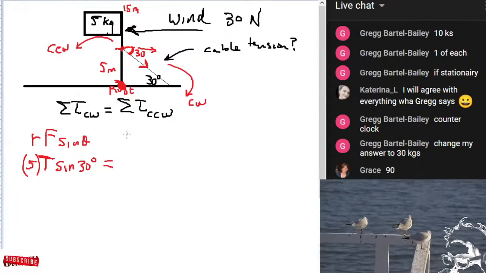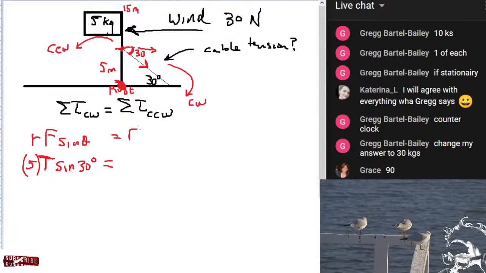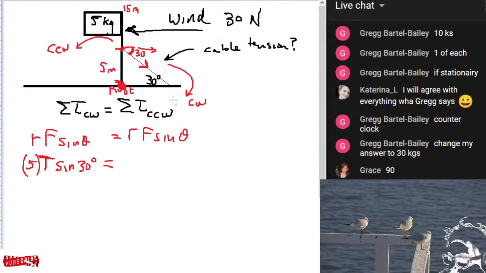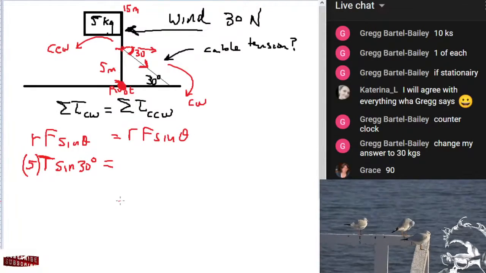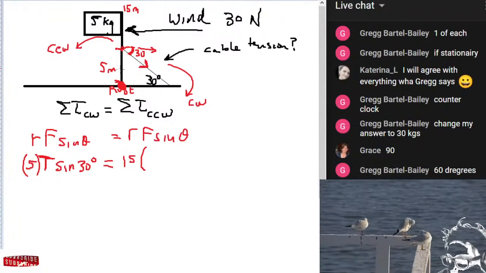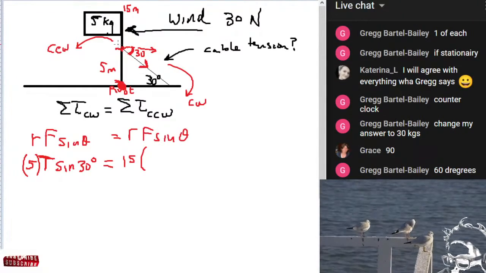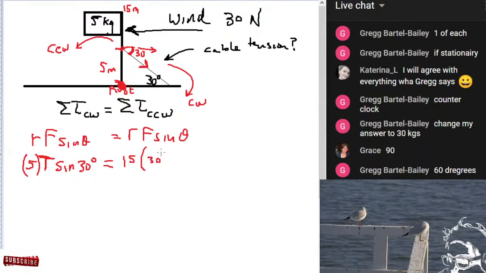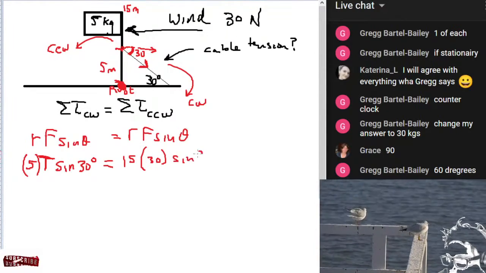It's going to equal R, F, sine theta for the top. Now what's R for the top? It's 15. F is the 30 newton wind force times the sine of 90.